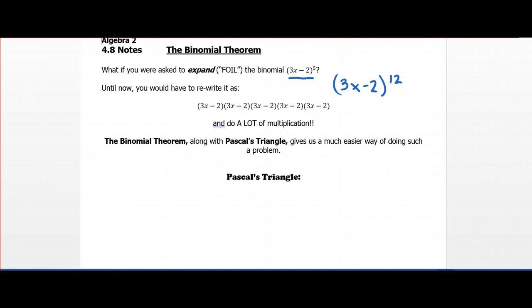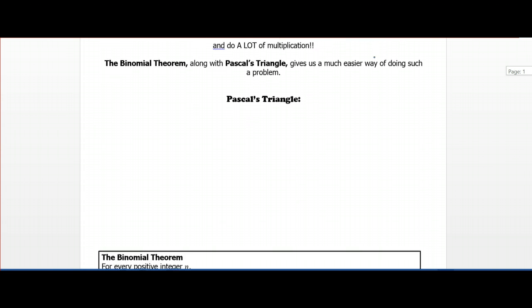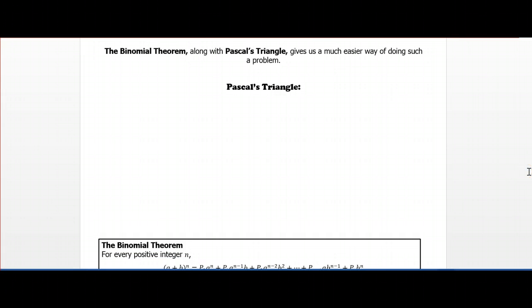Well, the binomial theorem allows us to do binomial expansion like this a little bit more quickly by using what is called Pascal's triangle. Now, you may have heard of Pascal's triangle before, maybe you haven't. It's basically a triangular array of numbers in a certain pattern that allows us to use the binomial theorem. And this is what Pascal's triangle looks like.